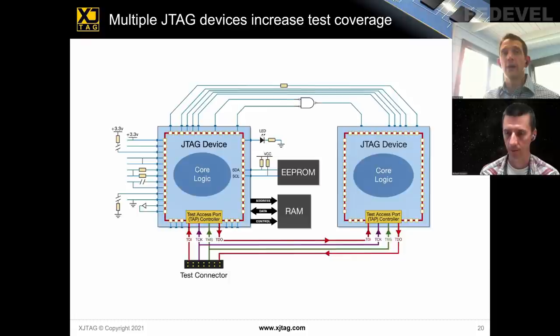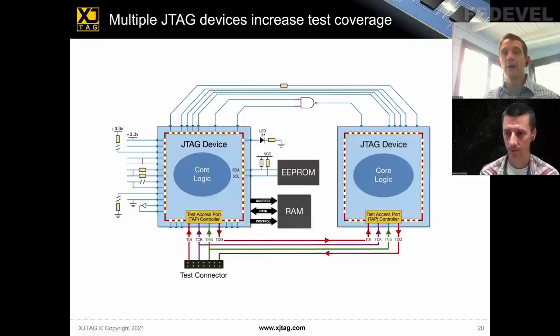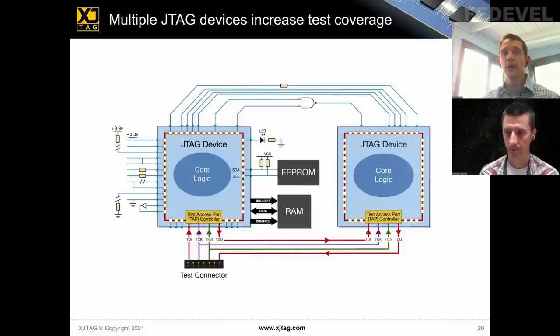You can test the interconnectivity between them by keeping the T-clock and the TMS signals that go to the JTAG devices synchronized. You can send signals from one JTAG device to the other JTAG device and check for your opens and shorts and your stuck-at faults, even on the net scan between the JTAG devices. That's actually the part of boundary scan testing that's very, very powerful and is extremely difficult to replicate in any other test procedure.